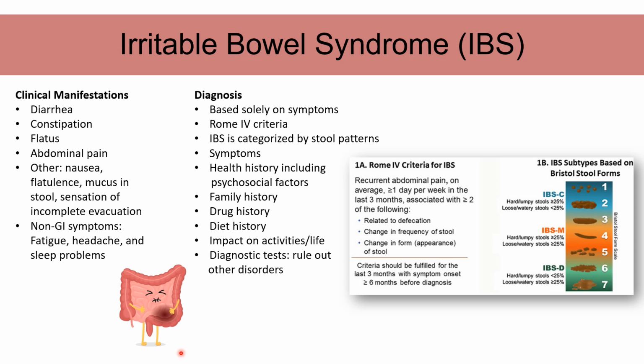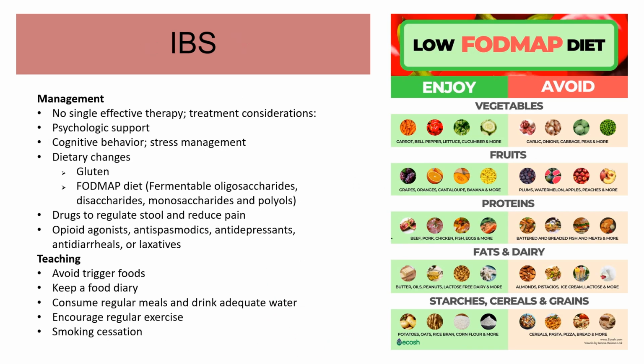So we're going to get a good health history, family history, drug history, diet history. Is this interfering with their daily life? That will kind of determine how aggressive the management will be. And then we also want to rule out other things, that it could be some other disease or conditions. So there's no single effective therapy.